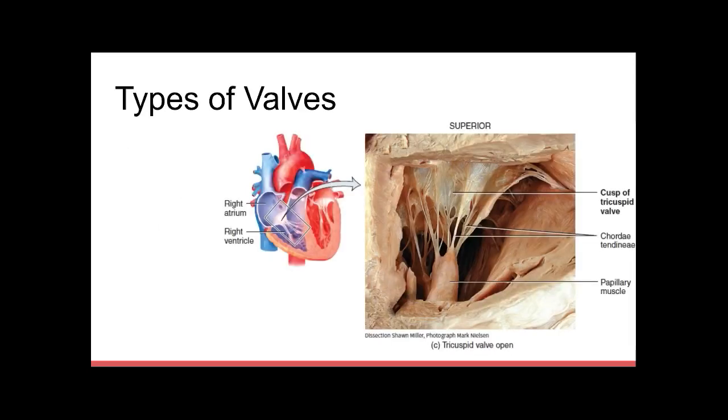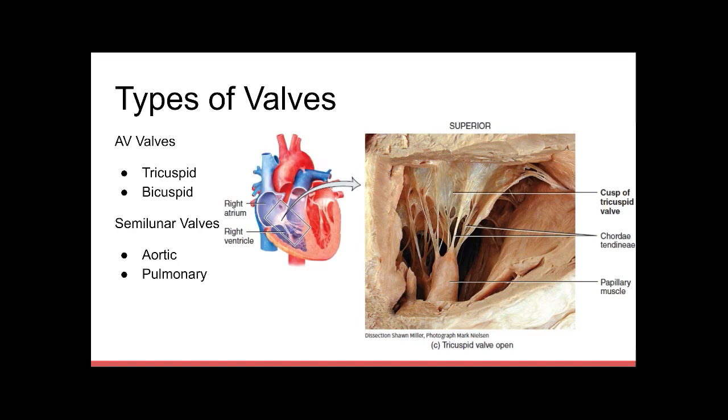Okay, so there are two different types of valves that you guys are going to talk about. The first are AV valves, or atrioventricular valves. These include the tricuspid and the bicuspid valves. There are also semilunar valves. These are the aortic semilunar valves and the pulmonary semilunar valves. Here in the picture on the right is the tricuspid valve.